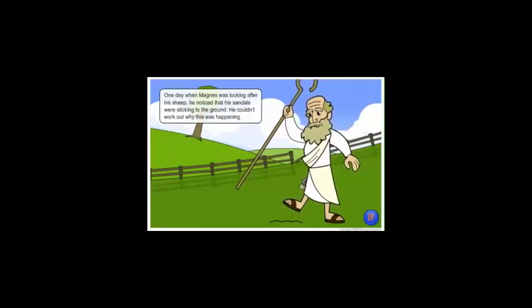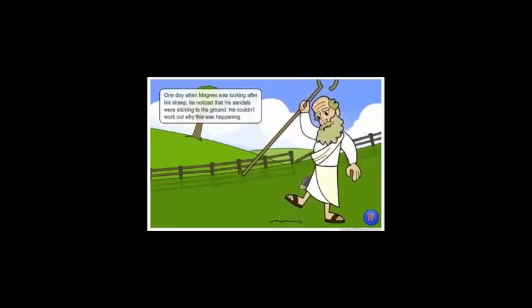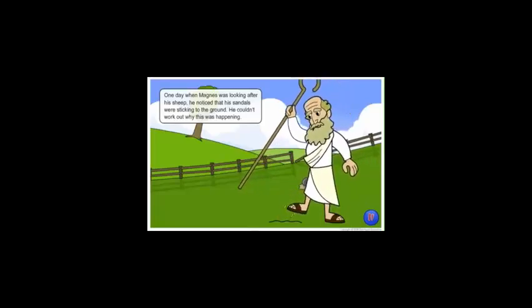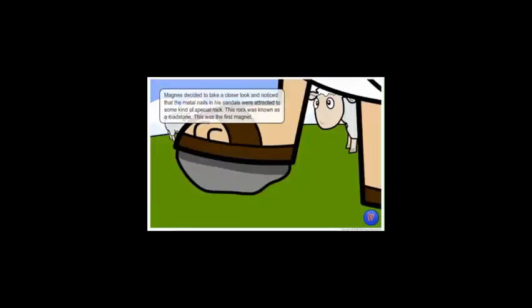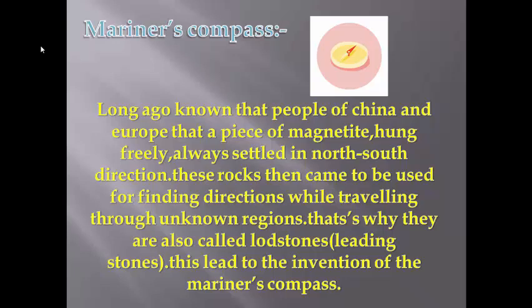However, other rocks did not stick to the shoes or staff. Later he showed the rock to everybody. The rock was named magnetite. Magnetite is a natural magnet, and it is also possible that the name magnet came from Magnesia, the part of Greece where the magnet was discovered. Let's have a look at the mariner's compass.